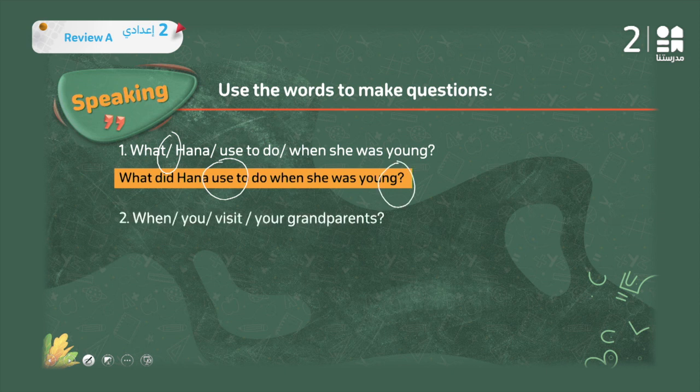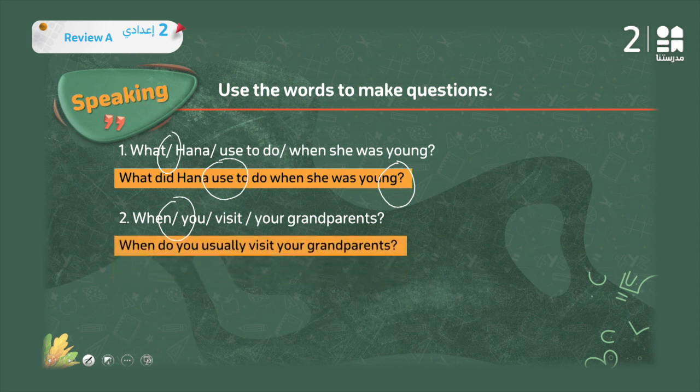Then number 2, when do you visit your grandparents? Here I need a helping verb. But if I'm talking about something you usually do, definitely I shall use the present simple tense. The helping verbs for the present simple tense are do or does. When do you usually, of course I chose do because of you, visit your grandparents?